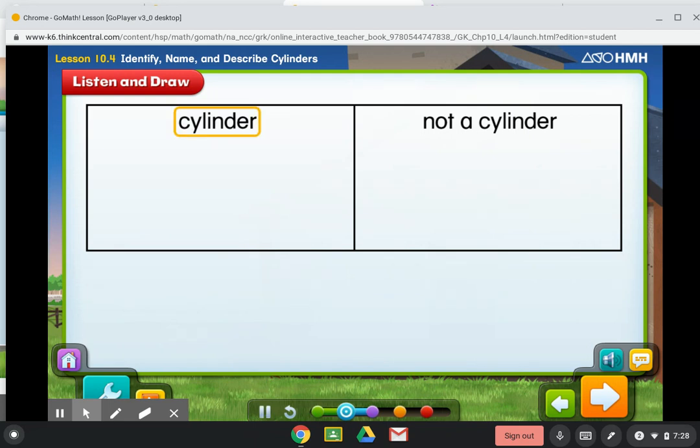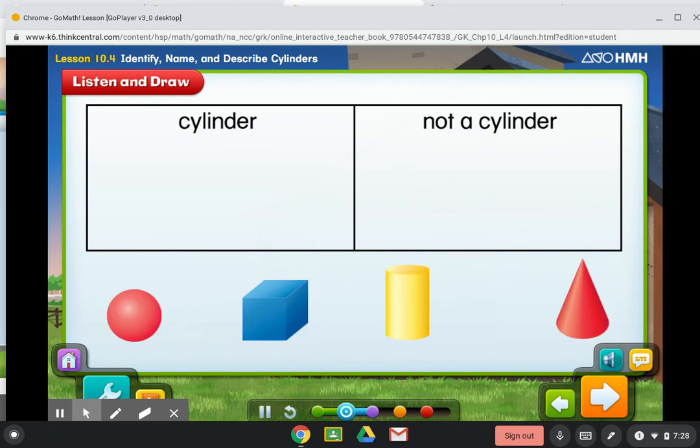This word is cylinder. A cylinder is a 3-dimensional shape. It is a solid shape. Click to read the words in the other section. The words are not a cylinder. This sorting mat helps you sort shapes, but only shapes that are cylinders on the left. Put shapes that are not cylinders on the right.